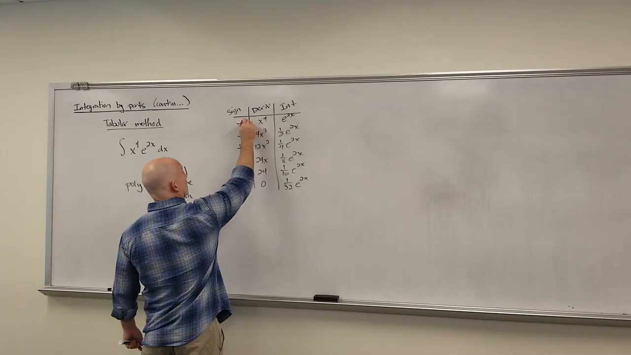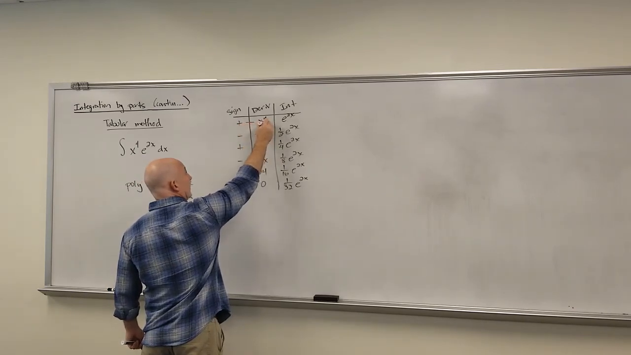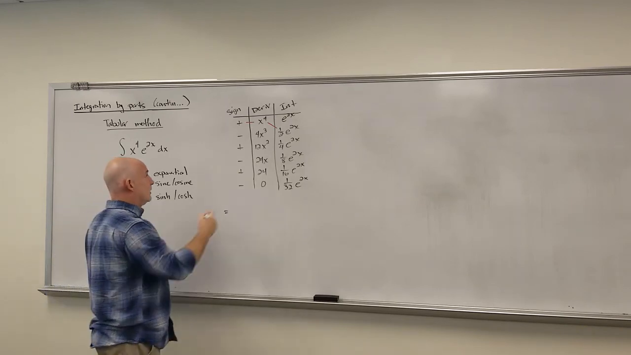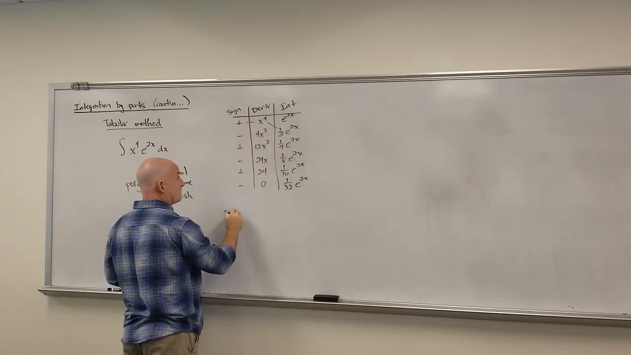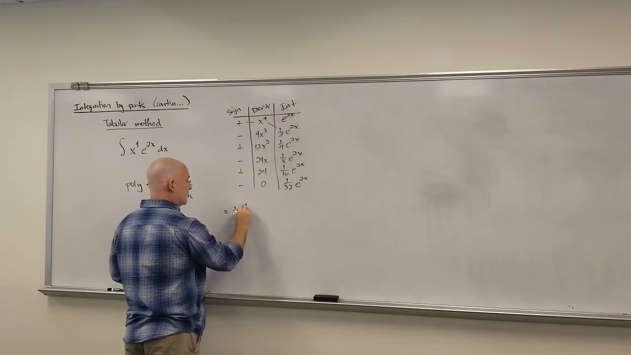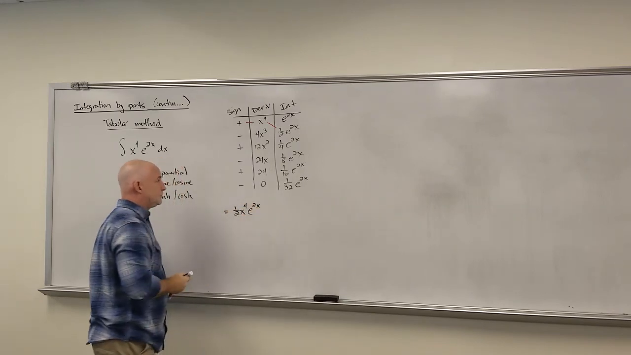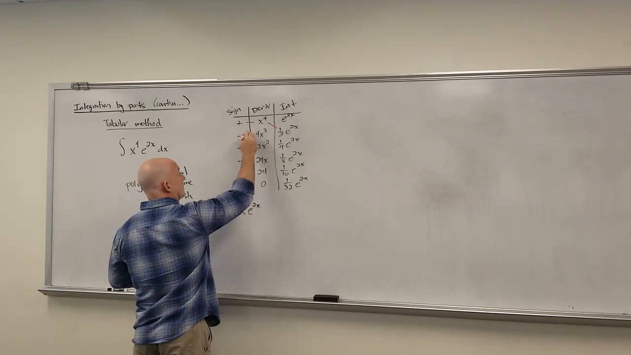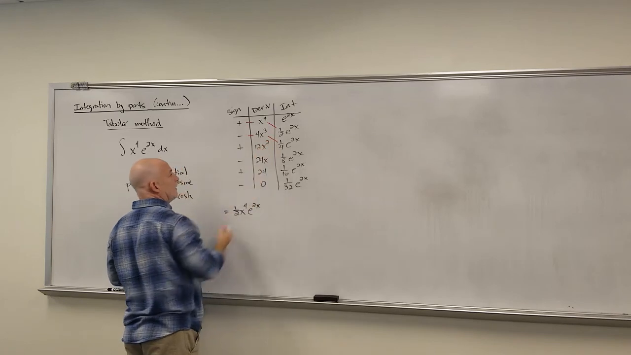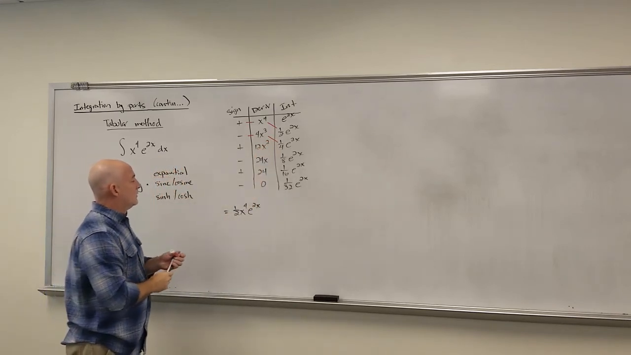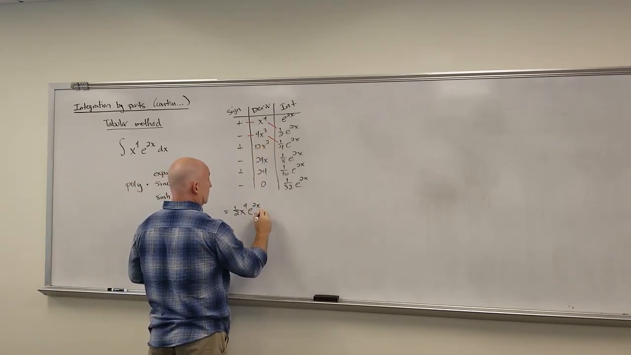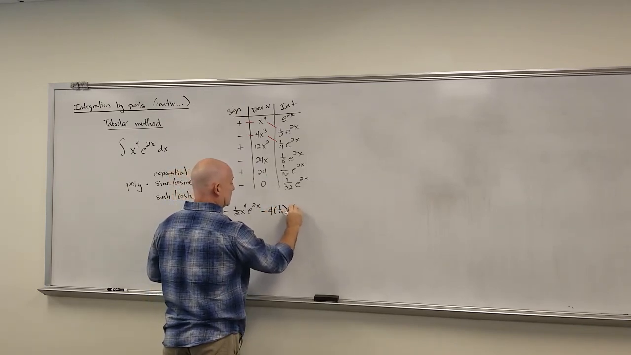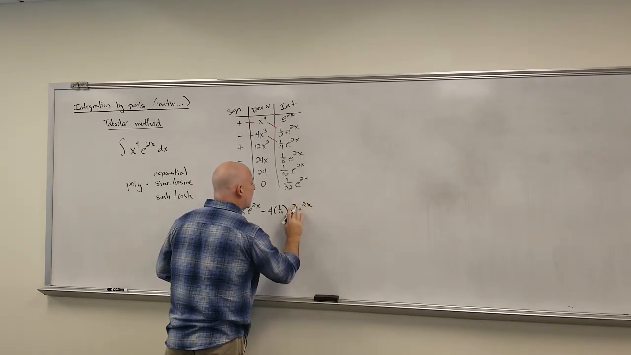So for the first term, we're going to do plus times x to the fourth times 1/2 e to the 2x. So the first term is going to be plus times that, which gives me 1/2 x to the fourth e to the 2x. The next term, we go across and then down, so it's going to be negative times that times that. So that's going to give me negative 4 times 1/4 x cubed e to the 2x.